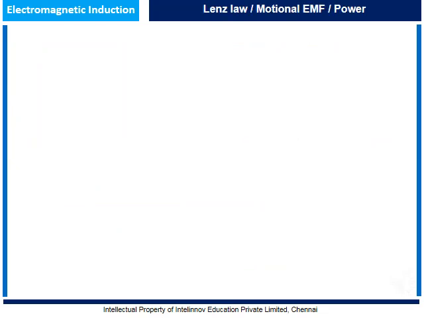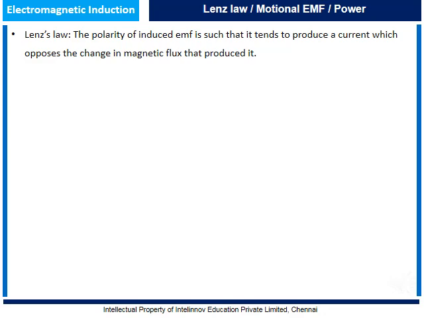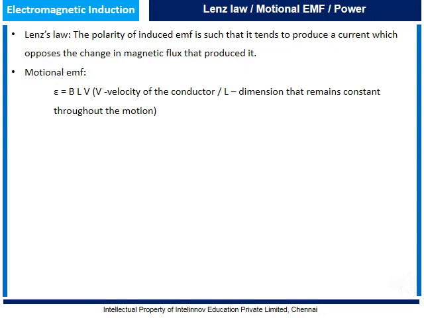Now let us understand Lenz's law. As per Lenz's law, the polarity of induced EMF is such that it tends to produce a current which opposes the change in magnetic flux that produced it. Motional EMF can be given by the formula EMF equal to B L V, where B is the magnetic field, V is the velocity of the conductor and L is the dimension that remains constant throughout the motion.